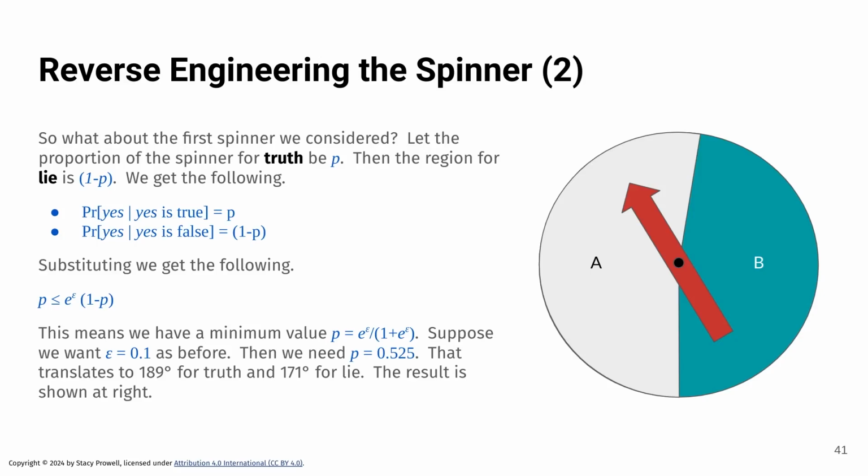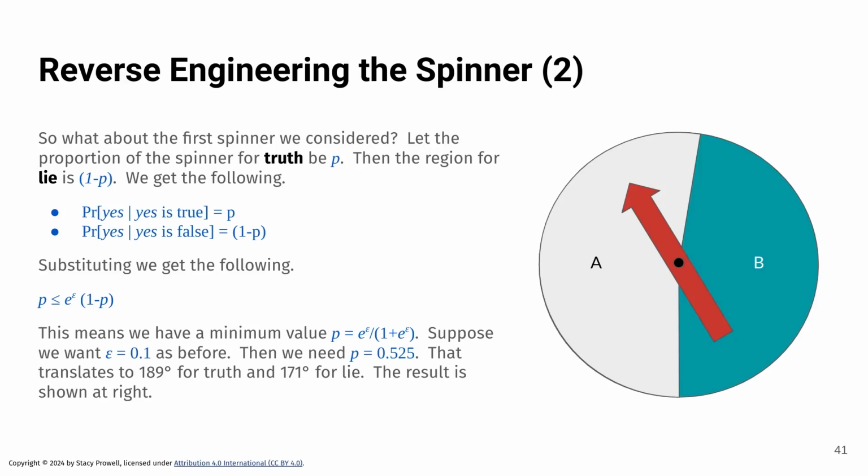And so we can work this out, right? We know the probability of saying yes, given that yes is true, is P, right? It's the portion of the spinner for A. And the probability of saying yes, given that yes is false, is 1 minus P. It's the remainder of it that's in B. And I know the ratio of the two, right? P divided by 1 minus P is the same as it was before. And it turns out, when we solve all of this, I need P to be 0.525. That means that 52.5% of the circle needs to be truth, and the remainder can be lie. So that turns out to be 189 degrees for truth and 171 degrees for lie, which is the situation we see there on the right.